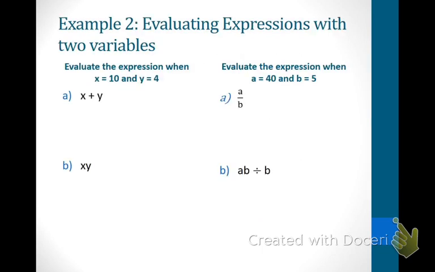Now in the next example, we're just taking it one step further, and now instead of using one variable in the expression, we're using two variables in the expression. So you have x equals 10 and y equals 4, so just plug in the value for x and plug in the value for y. So 10 gets substituted for x, 4 gets substituted for y, and 10 plus 4 is 14. All right, I want you to try to do B.